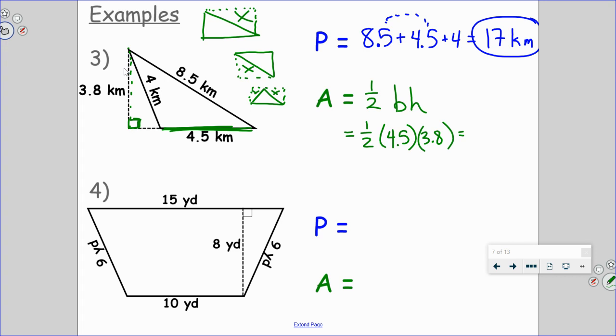Back to the calculator, 1/2 times 4 and 5/10 times 3 and 8/10. 8 and 55/100. This does not carry on, so it is exact. 8 and 55/100. What? Well, we're talking how many squares would it take? This is kilometers, so maybe this is a farm field, a triangular farm field. How many squares would it take to cover that field?